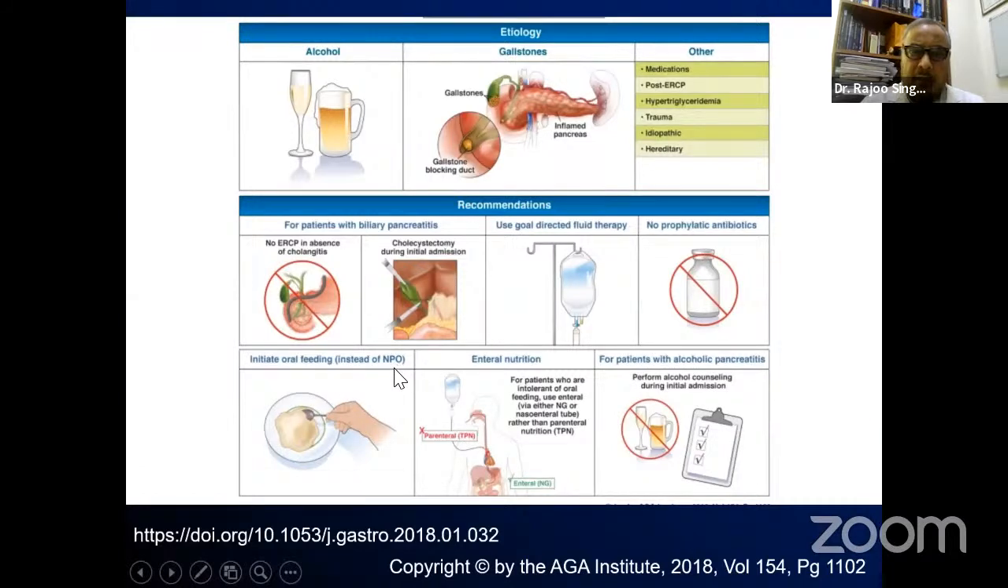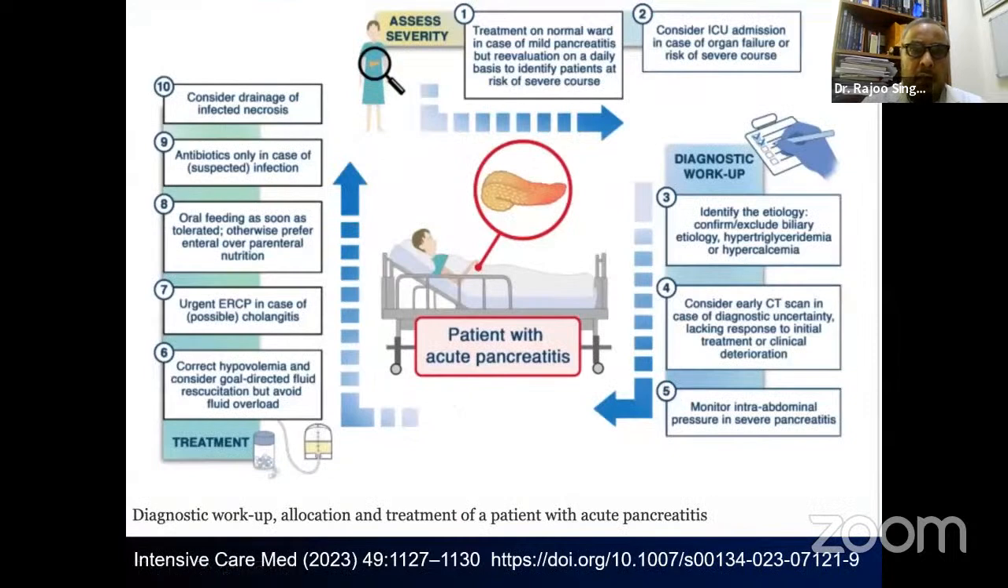Initiate oral feeding instead of nil per oral. Oral feeding means either we go through a gastric tube or a nasojejunal tube, or if the patient can tolerate it and we have a moderate pancreatitis, oral feeding should be this. Parenteral nutrition is generally not a good choice. Enteral nutrition is needed, and for patients with alcoholic pancreatitis, perform alcohol counseling during the initial admission itself. Now, how do we go about this? If we see, these are the 10 points for management of patients with pancreatitis.